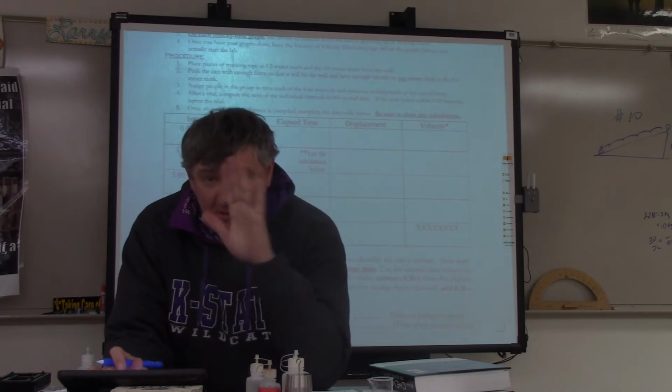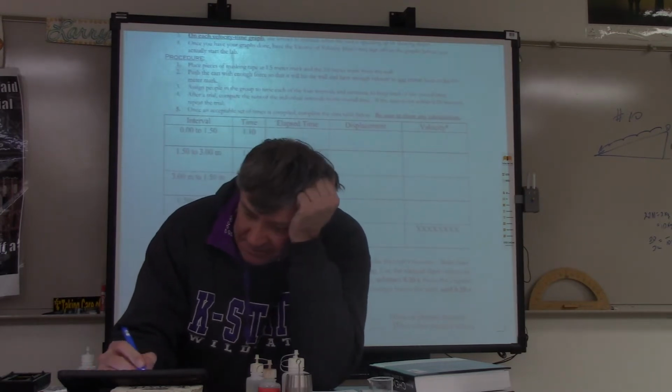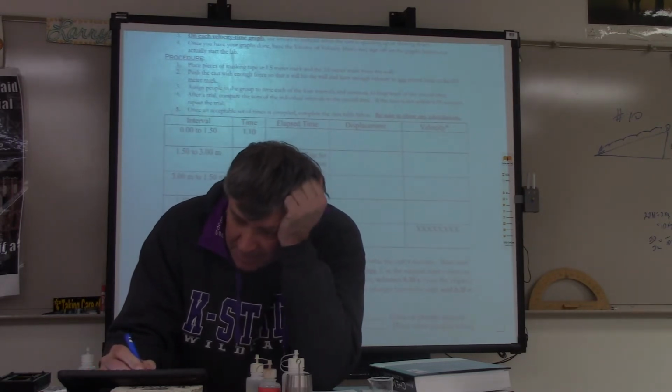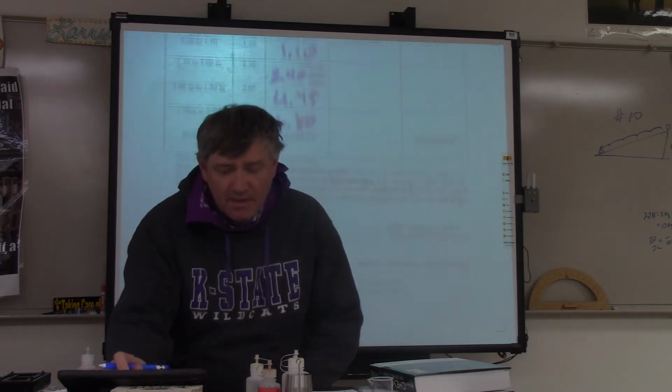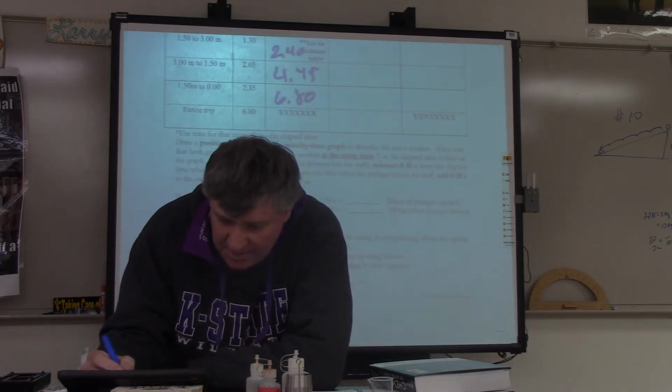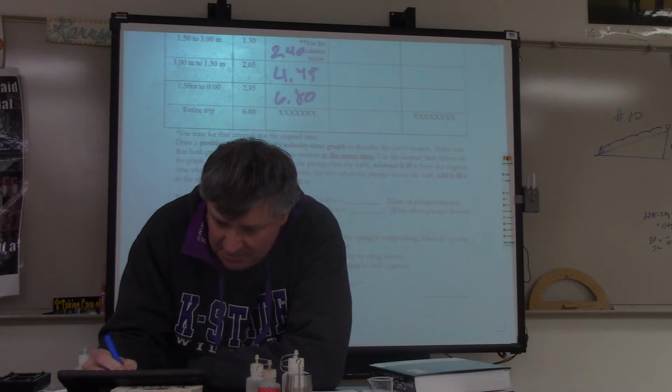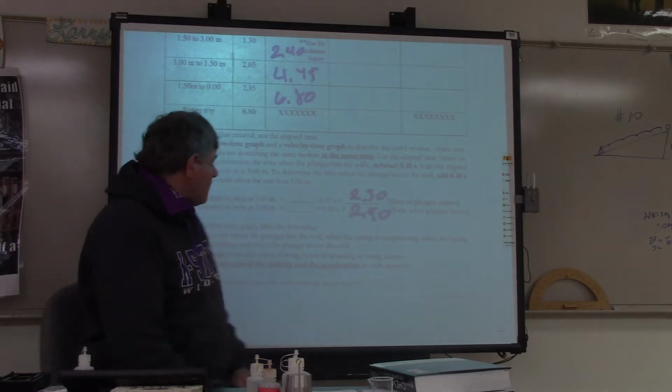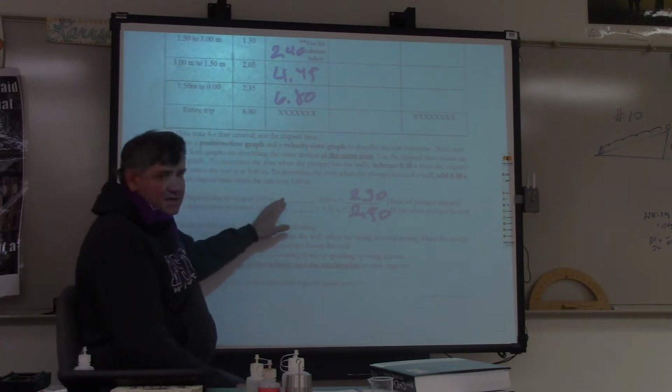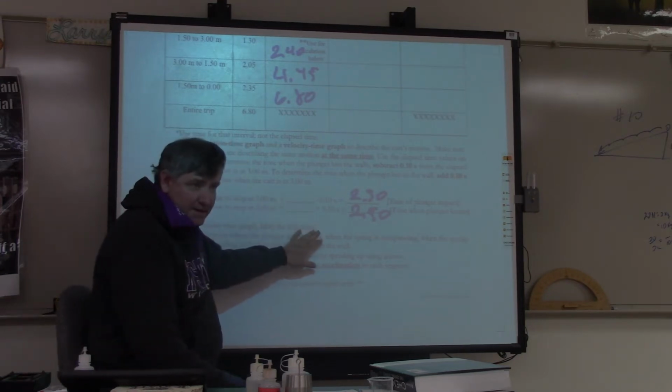So, let's make sure everybody's cool with this lab. You've got this elapsed time, obviously that's going to be 1.10. This is going to be 2.40, 4.45, 6.80. And then we went through that yesterday. This is going to be 2.30. This is going to be 2.50. So you've got to figure out when it's going to hit and when it's going to bounce back.